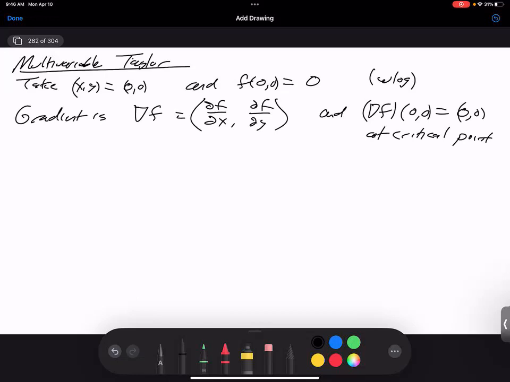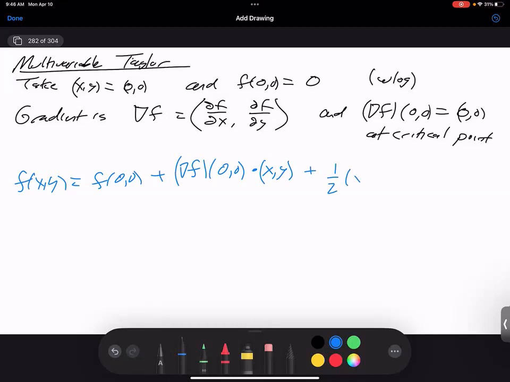So this is now the question of how do we expand? If I give you my function f of x, y, it should be f of 0, 0. The next piece is going to be the gradient of f at 0, 0 dotted with x, y. The gradient of f is a vector. x, y is a vector. When I take the dot product, I'm going to get a number. That's going to basically tell me how much I'm moving to first order. And now this is where things get interesting. Plus, it's going to be 1/2 x y times the Hessian of f at 0, 0 times x y.